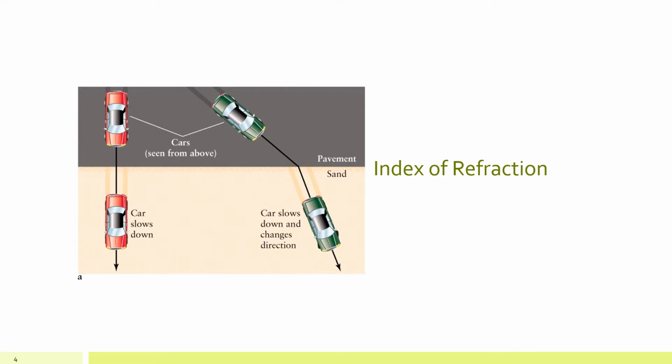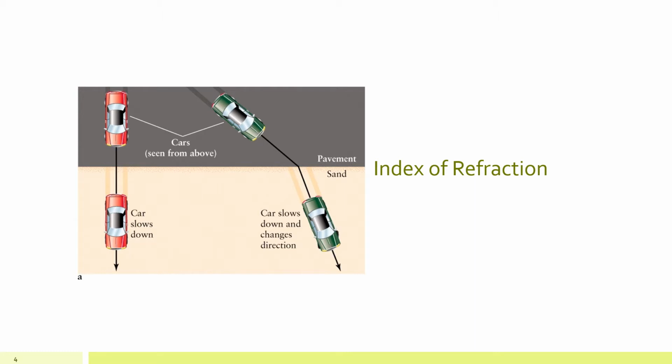So the illustration below shows an example of two cars that helps us think about how this would work. The cars are traveling from asphalt onto sand, and obviously they are going to be able to travel faster on the asphalt than the sand. So the red car is going in a straight line from the asphalt to the sand, and it won't change direction, it will just slow down.